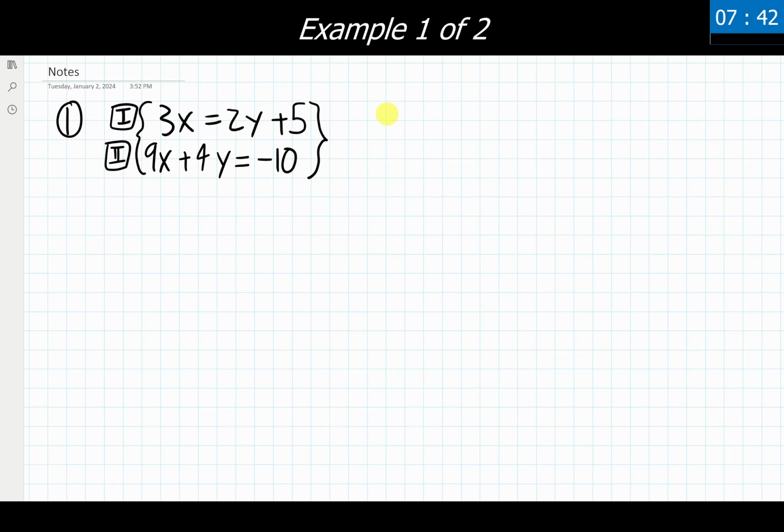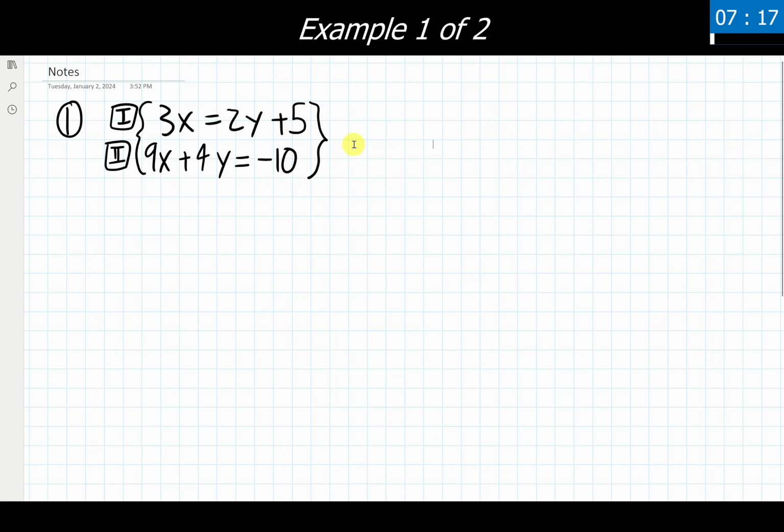Looking at our first example, we've been given our system of equations that's listed here. I recommend to everyone, as you are going through these problems, label for yourself, here's equation 1, here's equation 2, something like that nearby. But our first equation is 3x equals 2y plus 5, and the second equation is 9x plus 4y equals negative 10.